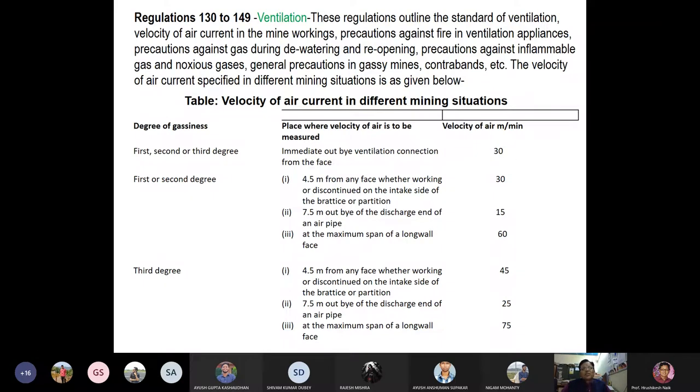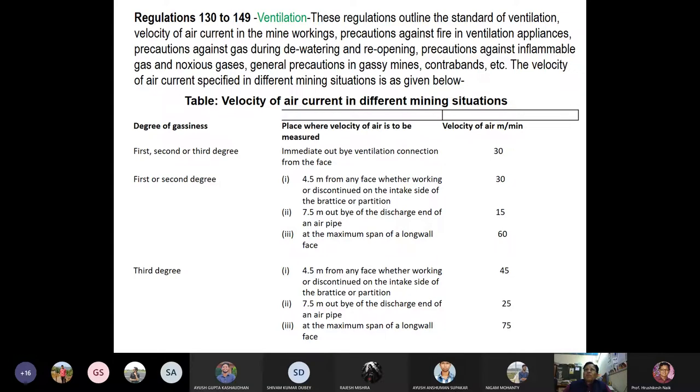So there is another regulation in the Coal Mines Regulations 1957, regulation number 132 to 139, which discusses ventilation. What should be the standard of ventilation in underground coal mines? The area has to be ventilated so that the people working inside the mine get sufficient oxygen and can work comfortably inside the mine.